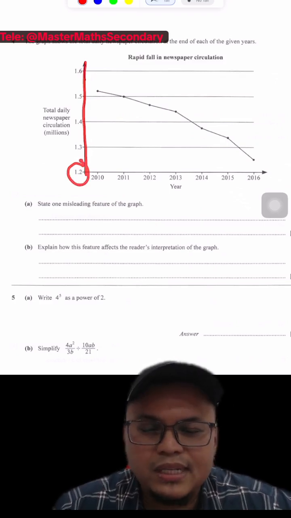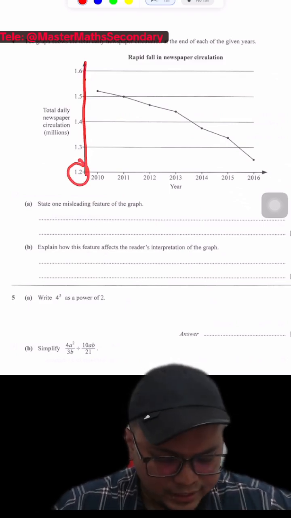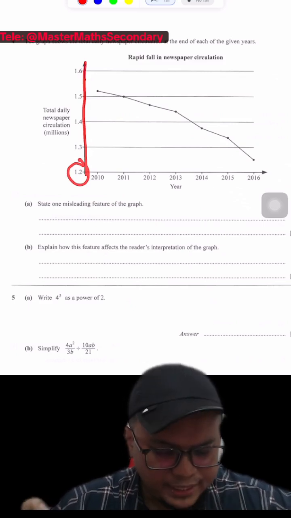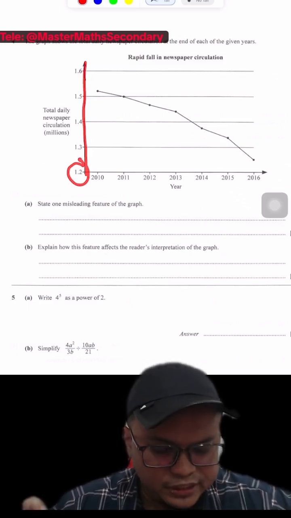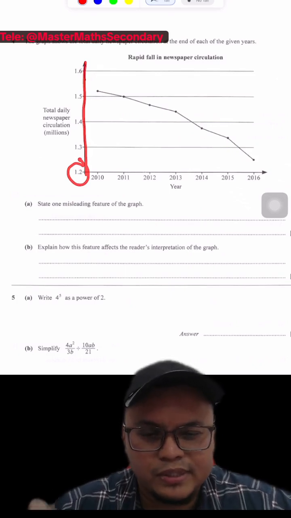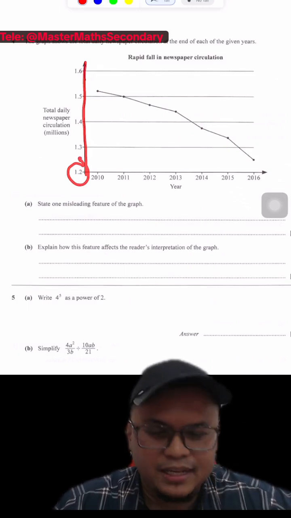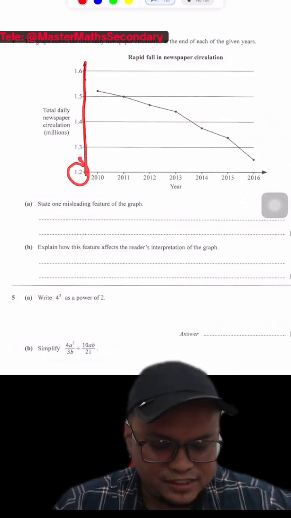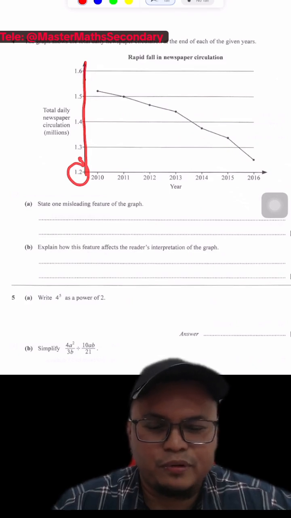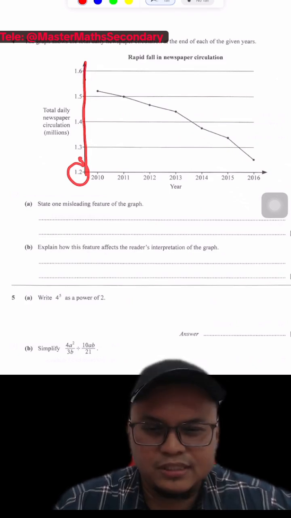Now I don't want to say much because that would lead to the answer for part B. We've only done part A, right? So the misleading feature is that the y-axis doesn't start from 0. But how does that lead to part B? I don't want to say much first. Let's move on to the second question before I explain to you how this affects the graph.